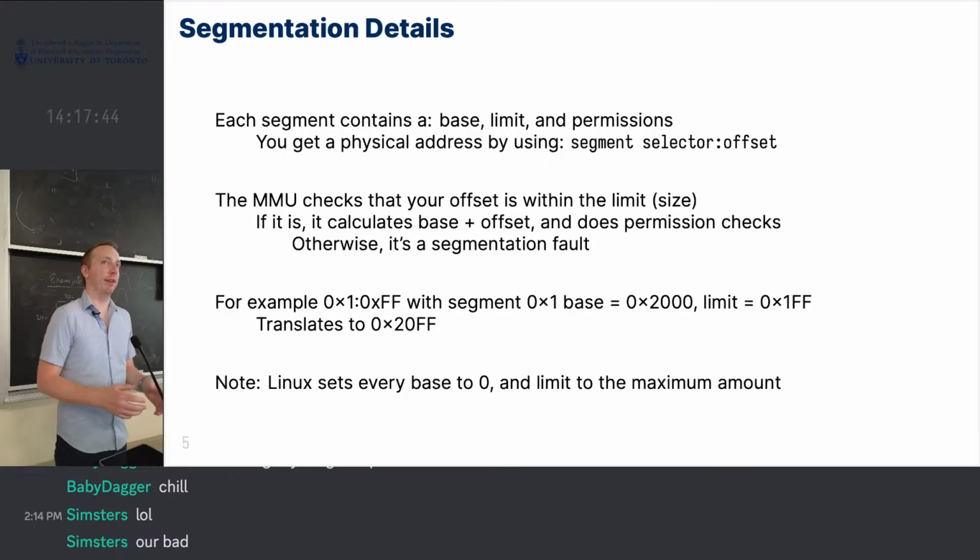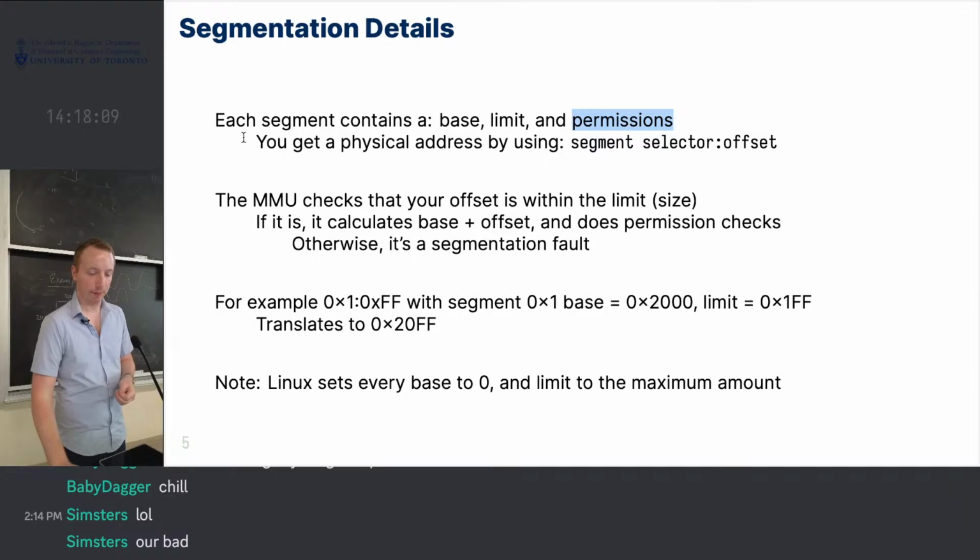So the details for this is each segment would just only do a translation per segment. To describe each segment, you would say where it starts in physical memory, so this base address would be a physical address in memory. The limit, which is just the size of the segment in physical memory, and then permission.